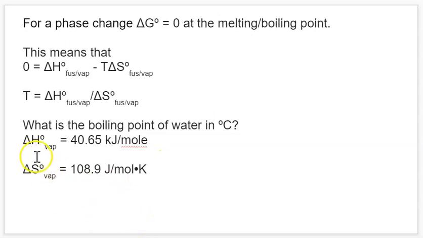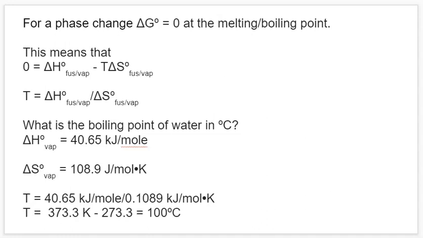Our enthalpy of vaporization is 40.65 kilojoules per mole, and our entropy is 108.9 joules per mole per degree Kelvin. So if we set delta G to 0 and solve for the temperature, we can just divide the enthalpy of vaporization by the entropy of vaporization, converted into kilojoules per mole so that the units agree. Then kilojoules per mole cancel out, leaving 1 over degrees Kelvin in the denominator, which gives degrees Kelvin: 373.3 degrees Kelvin. We convert that back to Celsius by subtracting 273, and we end up with 100. So we do get our predicted boiling point for water.